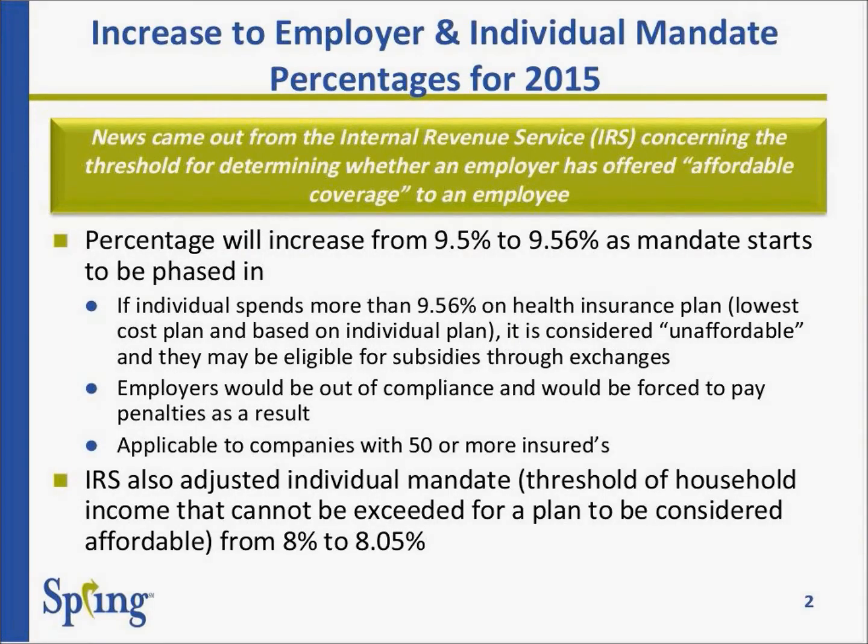An update that came out last week was from the IRS, the Internal Revenue Service, concerning the threshold for determining whether an employer has offered quote-unquote affordable coverage to an employee. In the past, the percentage was based on a 9.5 test, and that percentage amount is going from 9.5 to 9.56% as the mandate is phased in.